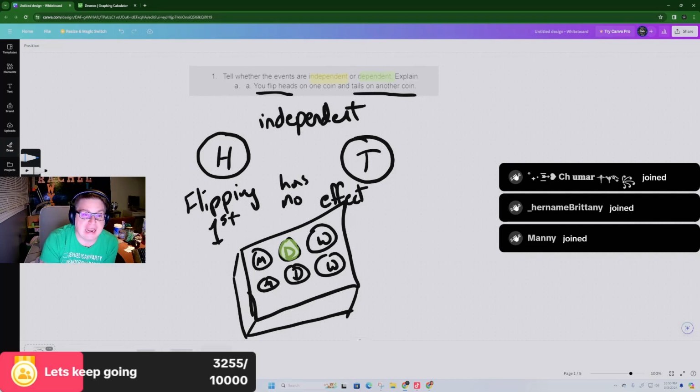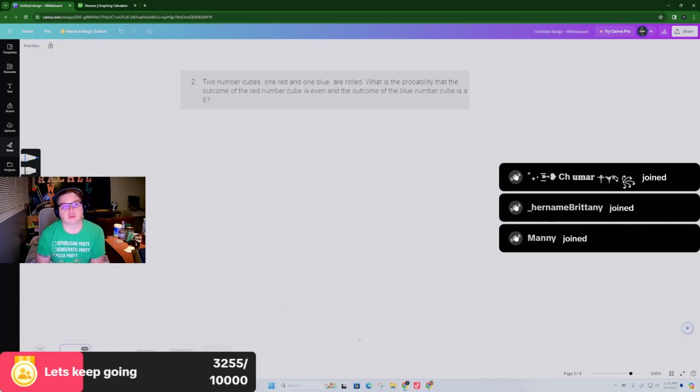So flipping the first has no effect on the second coin, okay? So if it has no effect on the second coin, this is what we call an independent event. Okay, so that's our first question.